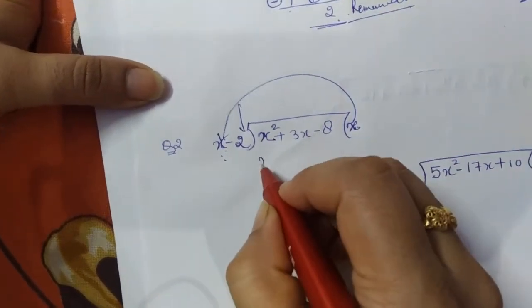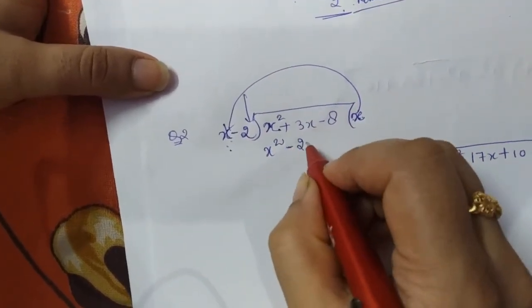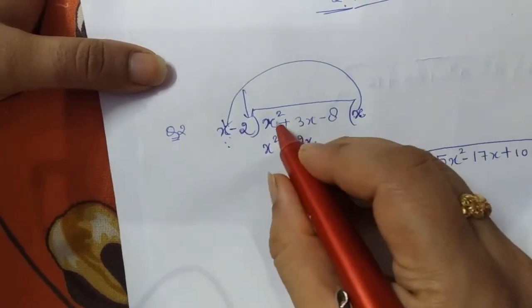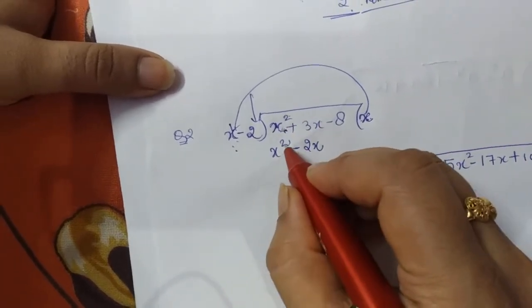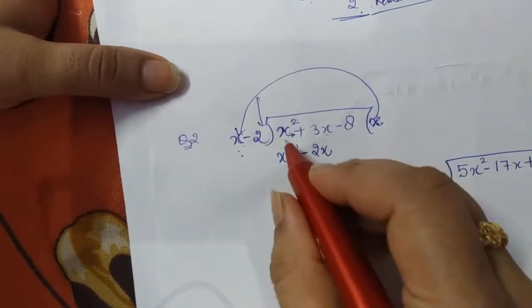X into x, x square. X into minus 2, minus 2x. Okay, and just be sure that the like terms should be together. X square should have the x square term under it, and this x term should have the x term under it. So like terms should be arranged together.